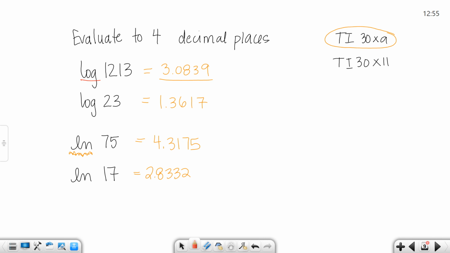Now, the next one, you're going to hit your natural log key. Natural log is right below the LOG key. So hit your natural log key, hit your 75, close your parentheses, and you get 4.3174, which rounds up to 5. And for the last one, you hit your natural log, hit 17, close your parentheses, 2.8332. Okay, so that's how you would do those. If you need help with your calculator, feel free to call me and I can step you through it by the phone. Remember, these are the only 2 calculator types that are allowed on your online exam.